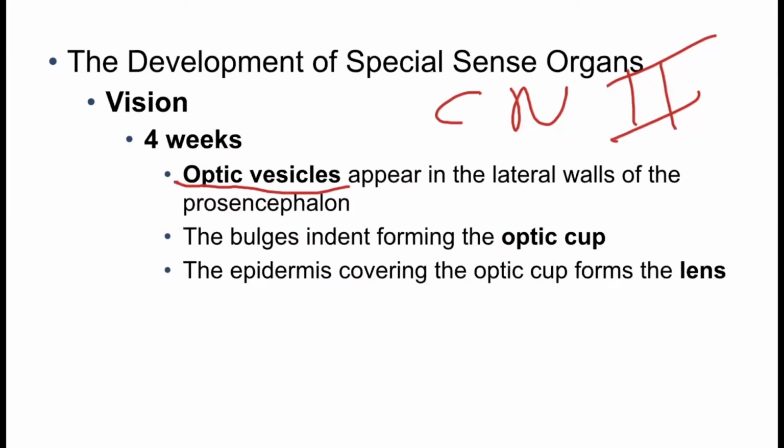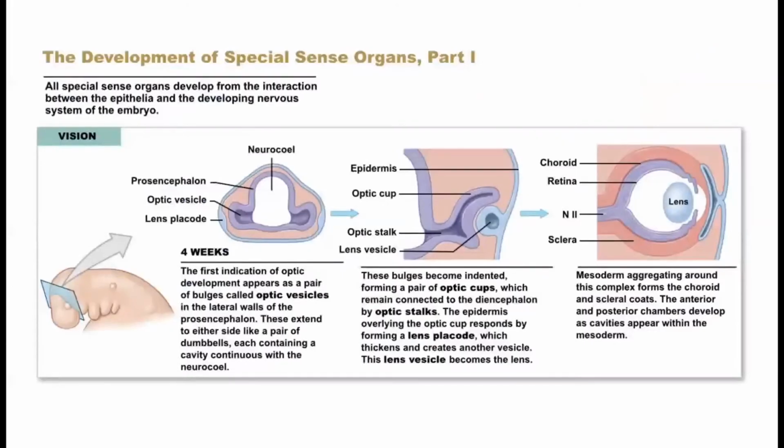The bulge forms your optic cup as the eye starts to develop. The epidermis of that cup forms the lens of your eye. So as your eye develops, it starts to form what's called a primordial cup or an optic cup right there. As that cup develops, it pinches off here, and this forms the lens of the eye.